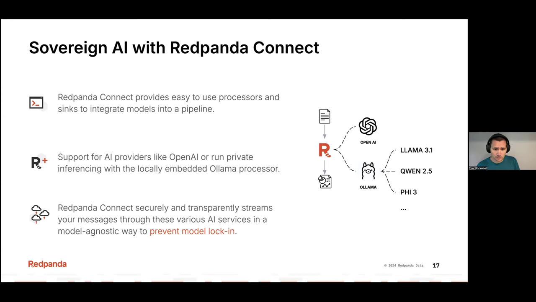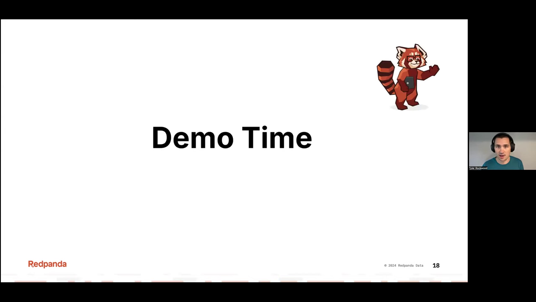And then, Redpanda Connect lets you securely connect to all of these sorts of data sources that you may have in your enterprise. There may be lots of different ones, and you can use these different models in this agnostic way, so you're not locked into a particular provider's APIs. Okay, so now we're going to go into the fun part, demo time.